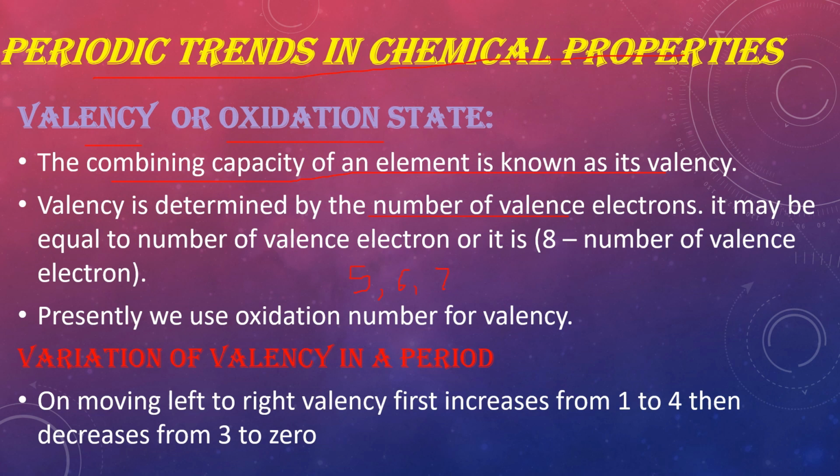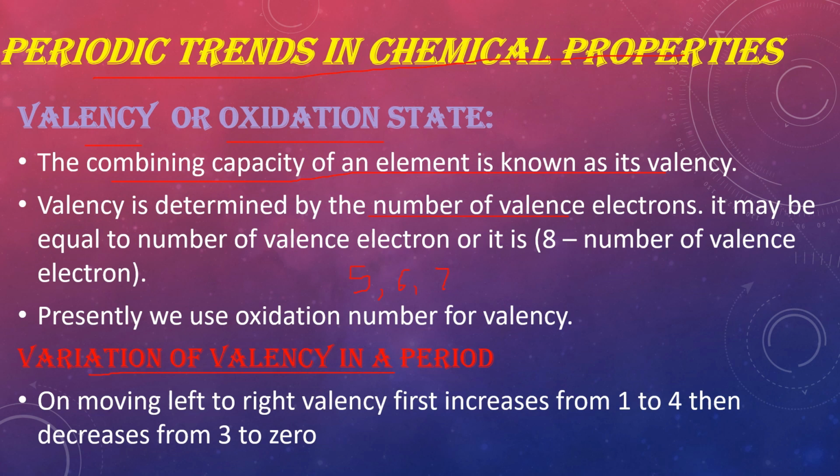It is equal to maybe the number of valence electrons or 8 minus the number of valence electrons. Coming to the oxidation number, we use the oxidation state in the present chapter as valency only. Then we will study it in the redox reaction more properly. Now the next is variation of valency in a period.